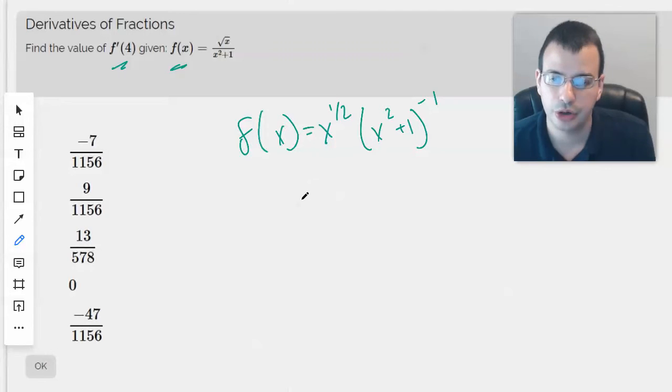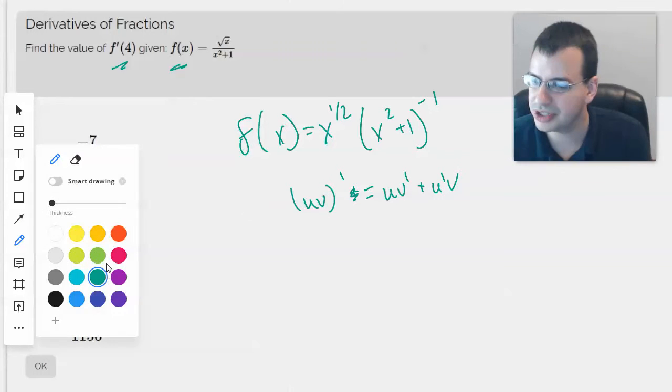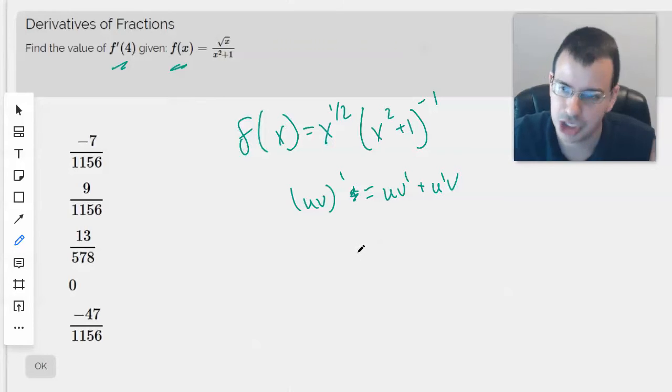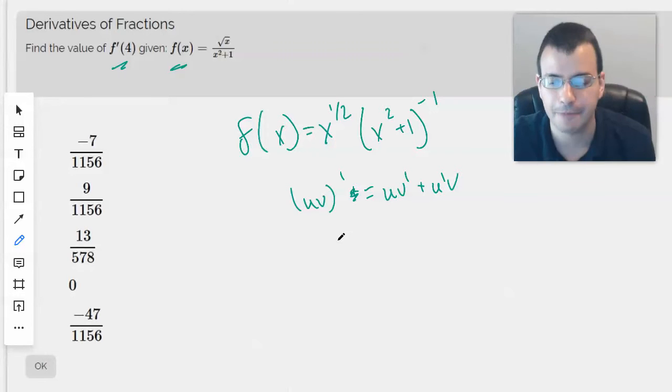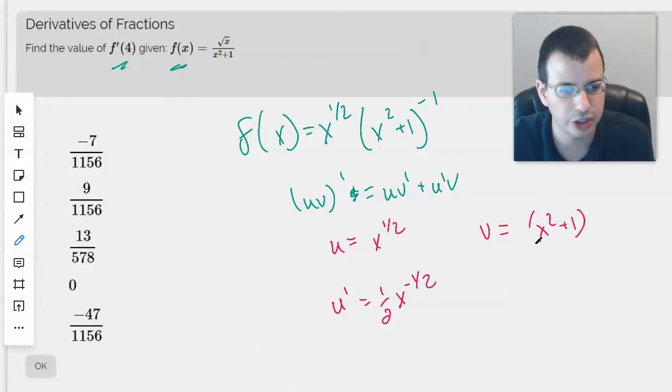So here we're going to do the product rule: (uv)' equals uv' plus u'v. I know listening to that didn't make sense, but there are parentheses in there that were not mentioned orally. Okay, so u in this case will be x to the 1/2. u prime then will be 1/2 x to the negative 1/2. That's just the power rule. v will be x squared plus 1 to the negative 1.